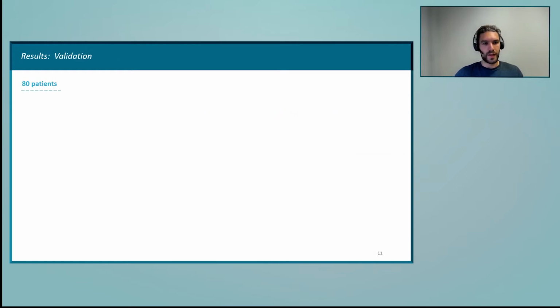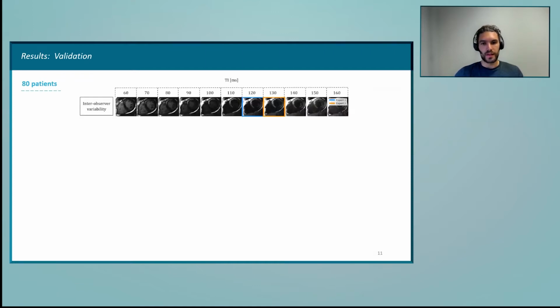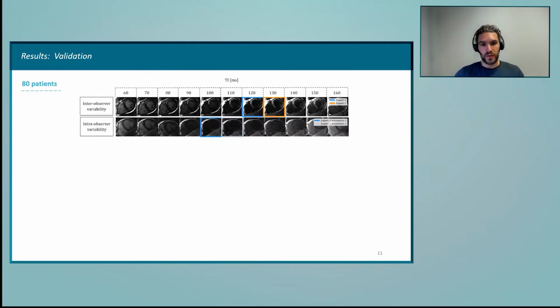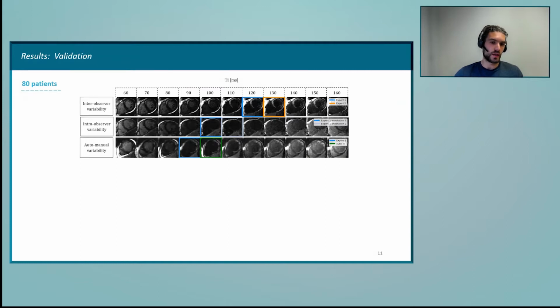So now we want to validate this in the 80 remaining patients we have. So we kept this optimal rectangular region of interest, and we want to compare it to inter-observer variability. So sometimes two observers won't choose the same TI as in this example. We want to compare it to intra-observer variability, when the same expert performs the annotation twice. And we want to compare our algorithm, which is what we call the auto versus manual variability.